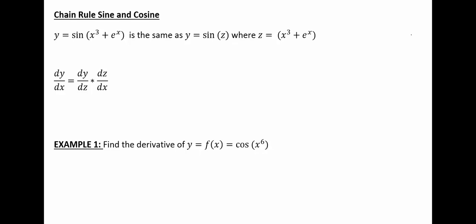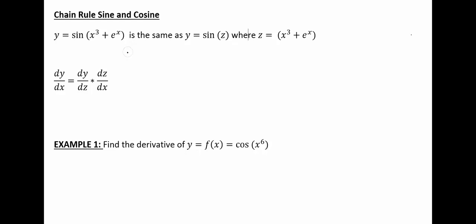So here, consider the function y equals sine of x cubed plus e to the x. We can rewrite this as y equals sine z, where z equals x cubed plus e to the x. So notice again that our z is the inside function from the original composite function. If we want to find the derivative dy dx, we can find the derivatives dy dz and dz dx and multiply them together to get the derivative that we want. So let's take a look at those.